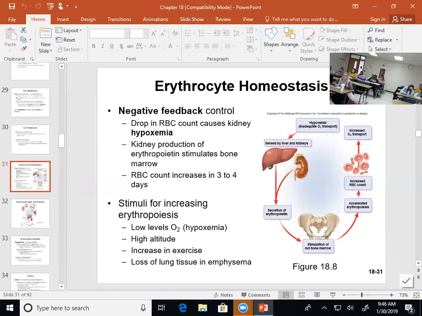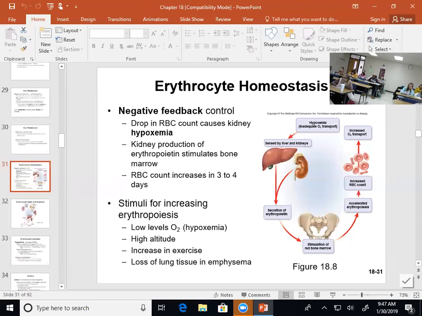It targets the red bone marrow. The red bone marrow, the hemocytoblasts become erythrocytes. Now your red count goes back up, and what increased? Your oxygen levels. So a classic negative feedback, isn't that right? Classic. So this is what we want to see. Stimulations for erythropoiesis, just the process of making new erythrocytes.